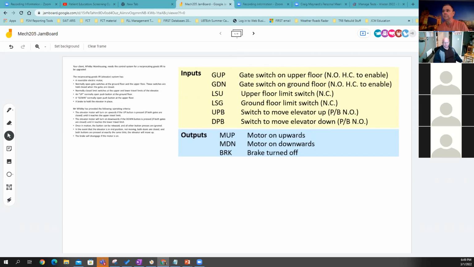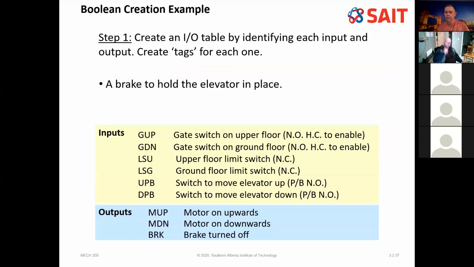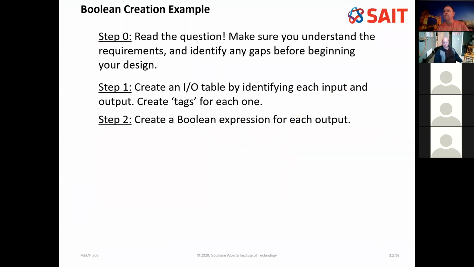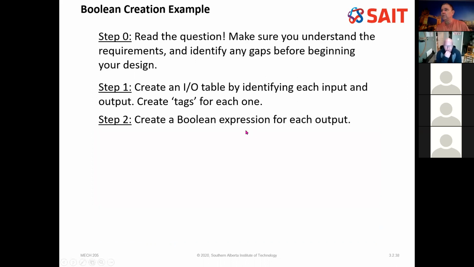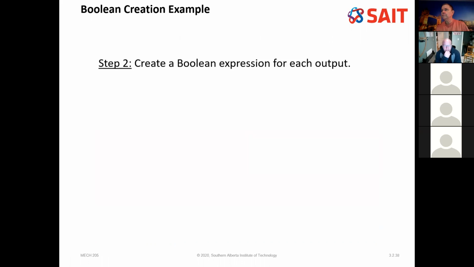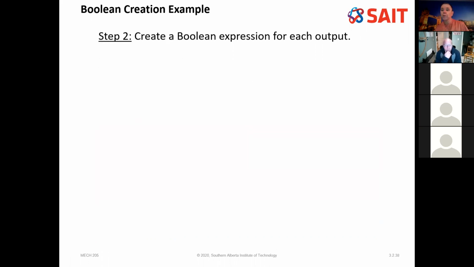Next thing we're going to do is step 3. We're going to do a Boolean expression for every output. So every output we have is going to have its own equation. We have an output called motor up, an output called motor down, and an output called brake. So motor up is going to be its own description, and we're going to do a Boolean expression for each output, starting with motor up, motor down, and whatever.